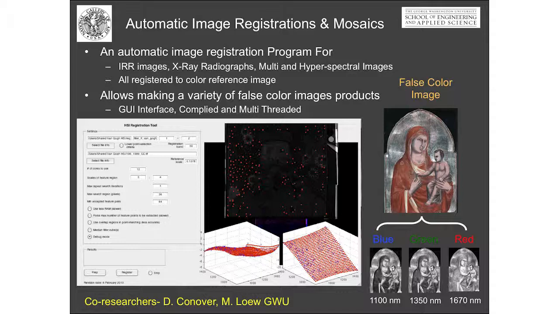Now, part of the trick is the imaging modalities that we use often don't have the same content. If you look in the X-ray or the infrared, there are things missing or new things appear. So we spend a lot of time looking at the spatial scale you want to do correlations over. And this tool set allows us to do mosaicing, allows us to look at multiple and hyperspectral images, and do this in an automatic fashion. It's a multi-threaded tool, and it's GUI based, so it can be run by conservators.